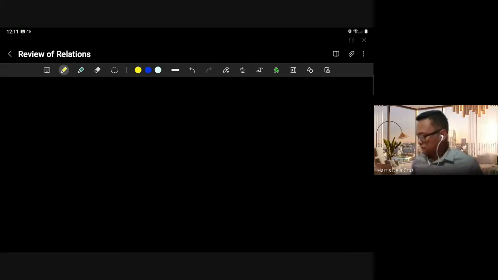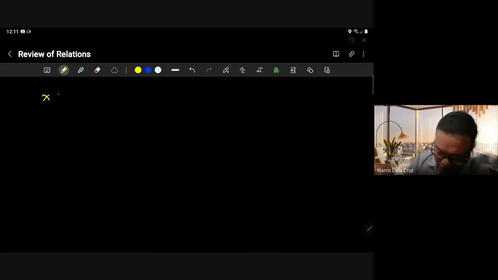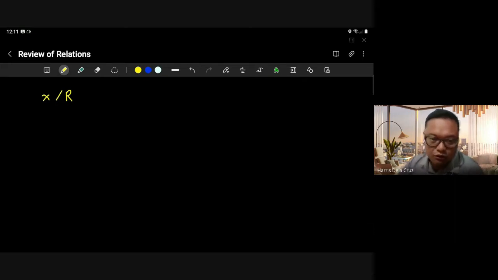So, again, to be familiar with the notation, baka nalilito pa rin sa mga notations natin about equivalence relations. So, to recap again, meron tayong equivalence class. An equivalence class is a set or a subset of X containing all elements that are related to each other.